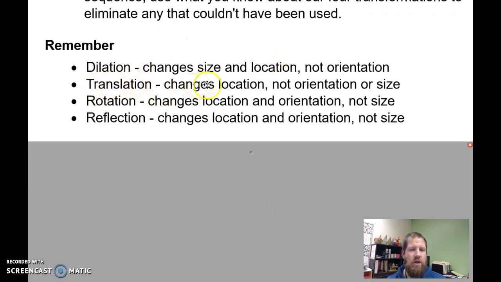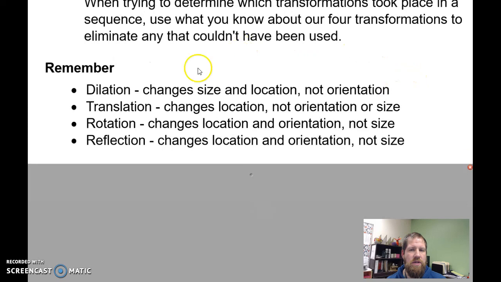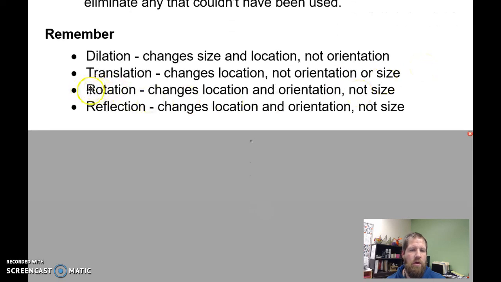A translation will change the location to wherever the translation moves it, but it'll never change the orientation or the size. So if you have a sequence of transformations and the orientation doesn't change, you know you've got to have a dilation and a translation. If you are looking at a rotation, it'll change the location and the orientation, but it won't change the size. And it changes the location in a specific way, right?